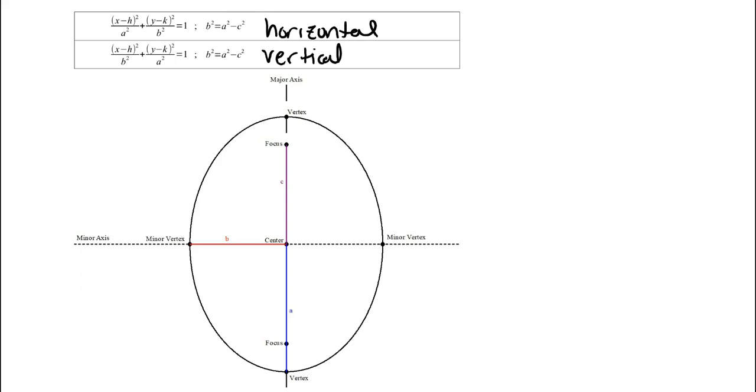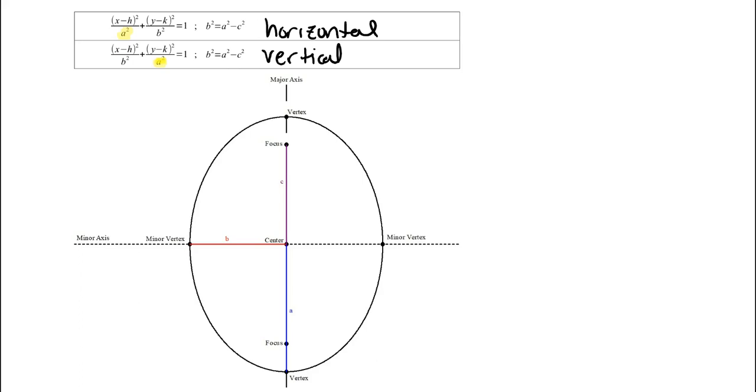Now, the way that I can tell the difference between the two orientations is with the value of A. I'll go into a little bit more detail about that when we look at the picture, but A is always the largest value among the three, A, B, and C, for ellipses. So with the larger value underneath X, we have horizontal orientation, and the larger value under Y is the vertical orientation.